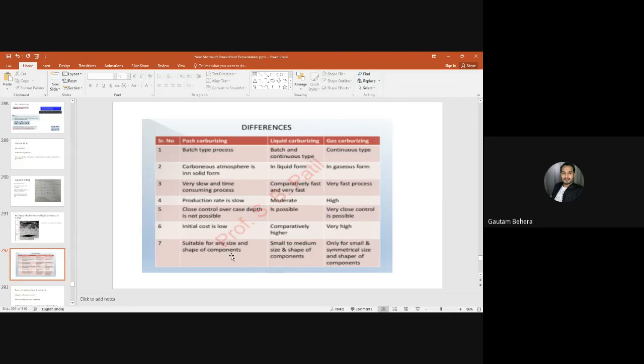And as for components, this one is for small, symmetrically shaped components, this is also for small components, and this is for any size of components. And this is a very time-consuming process. This is a very fast process. This is intermediate. Okay.